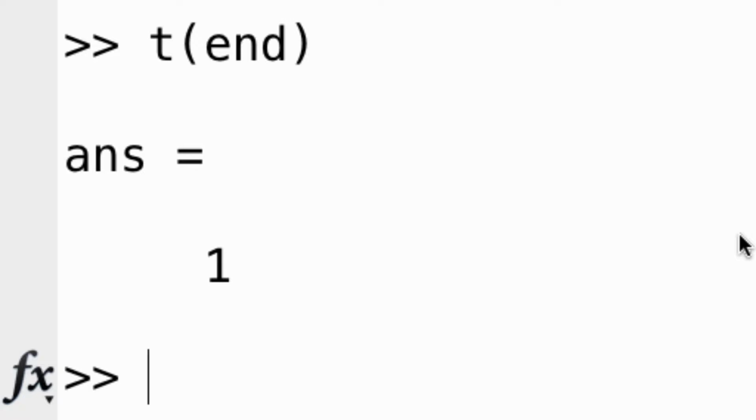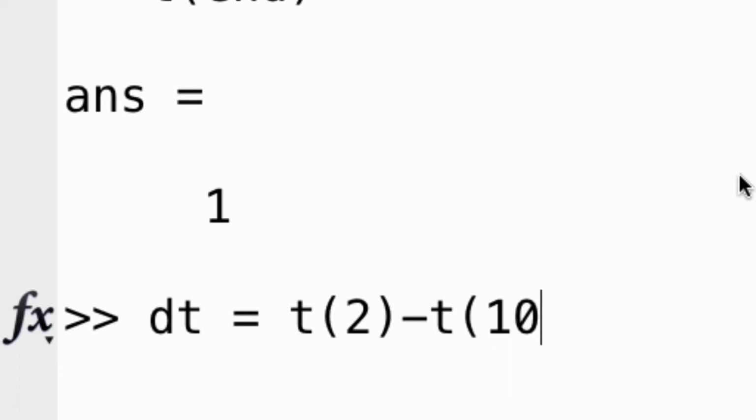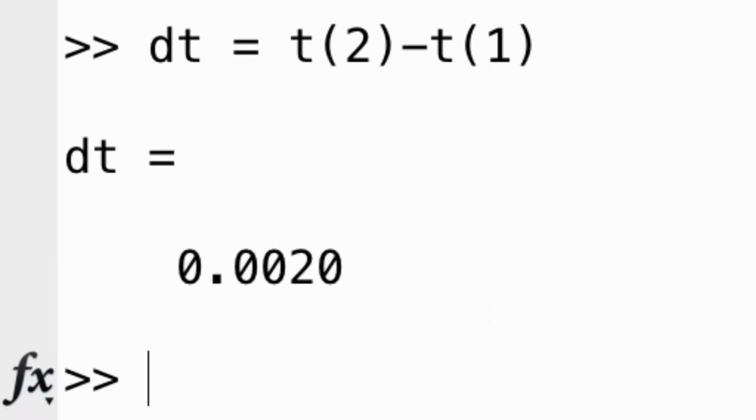We can also examine or define a useful quantity called the sampling interval, dt. Let's define that to be t2 minus t1. So we find in this case a sampling interval of 0.002 seconds or 2 milliseconds. Now using this variable t, we can now make a more informative plot of our EEG data.